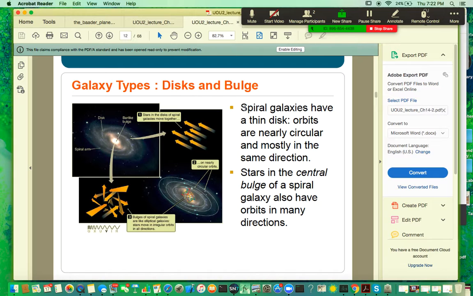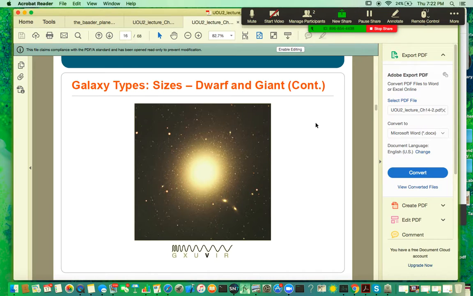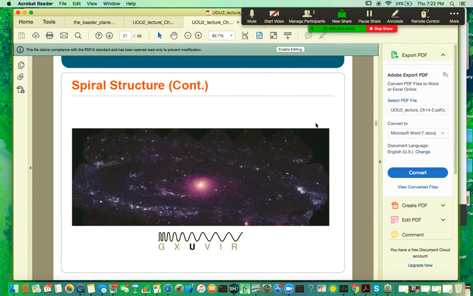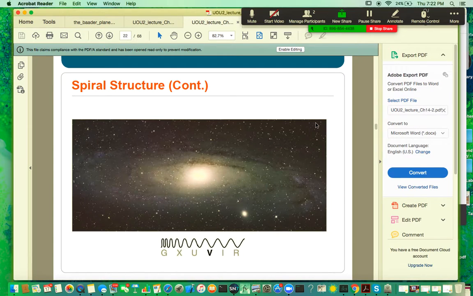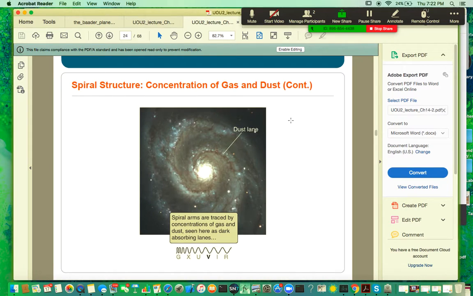And the difference between SA, SB, and SC has to do with the ratio between the size of the bulge and the size of the spiral arms. Our galaxy is an SC galaxy.